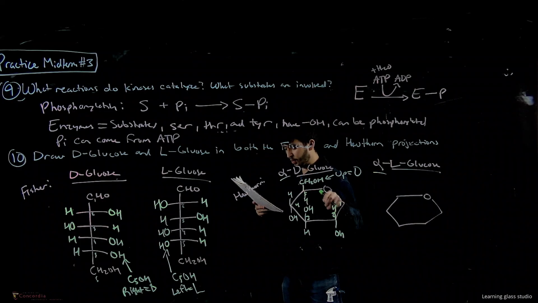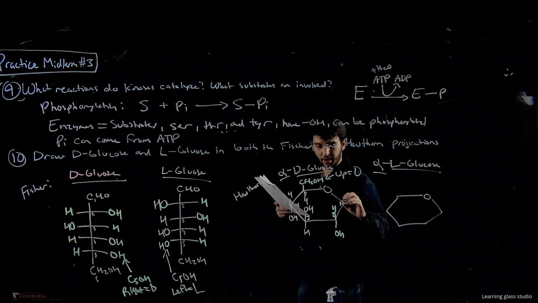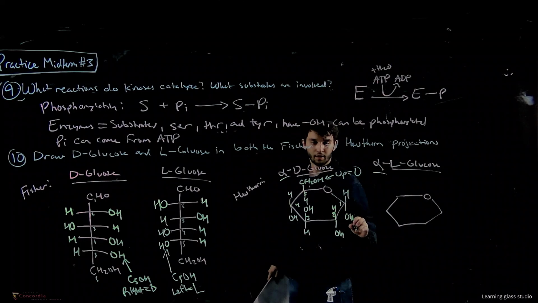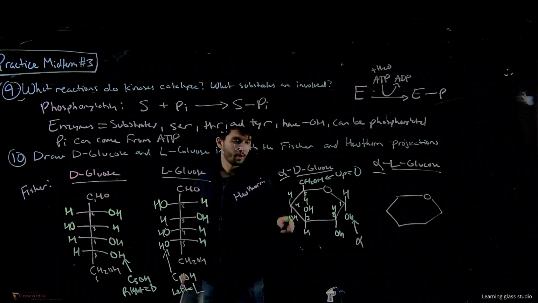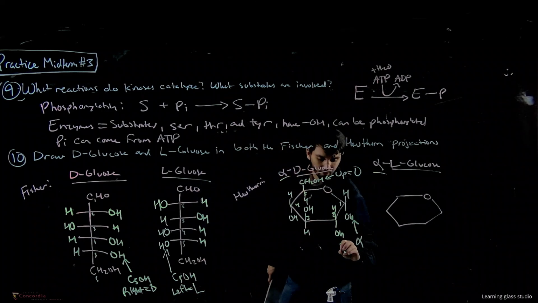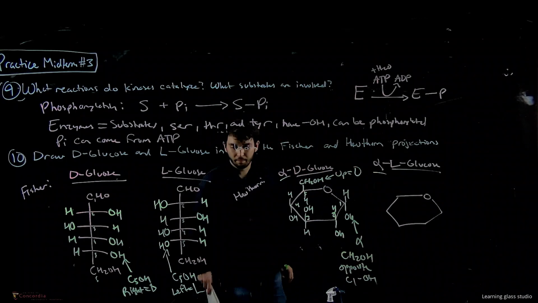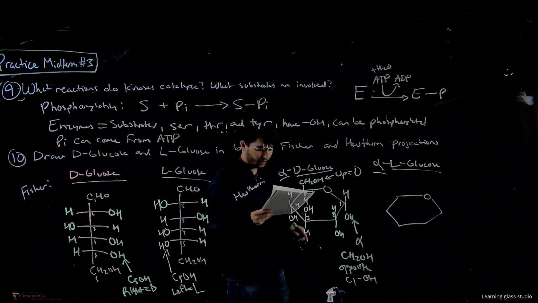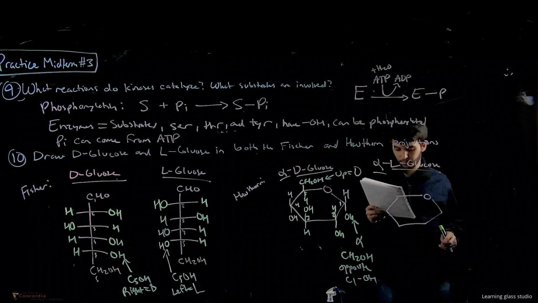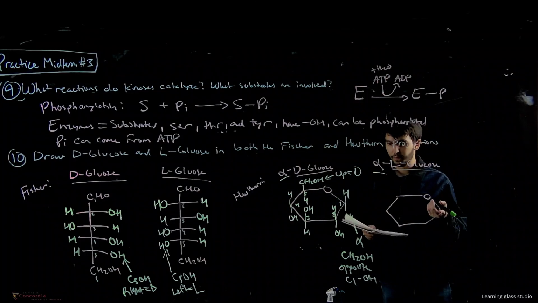Then coming off of carbon 1, we are going to have the OH going down. Why? Because this is alpha, so if it's alpha, that means that the CH2OH and the OH are opposite, so OH opposite of the C1 OH. Okay? So for L-glucose, we just kind of do the opposite at every carbon.